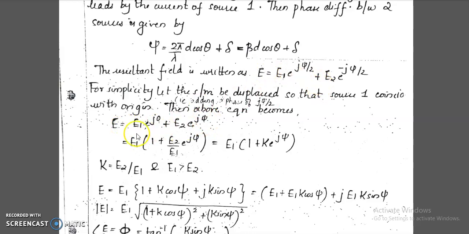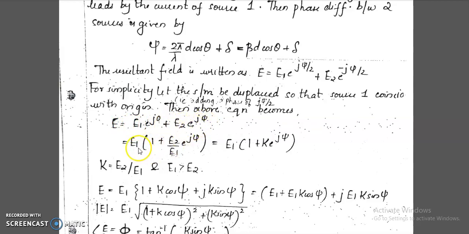You must check both these equations. In the first equation, we consider the origin as the reference point and both the sources are at equal distance d by 2 from the origin. But in the second case, the first source is displaced to the origin and that is the reference point. So there is no phase difference with respect to the origin due to the first source. Then the second source is at a phase difference of psi from the first source at the origin. So the total electric field can be rewritten as E1 into e raised to j0 plus E2 into e raised to j psi.